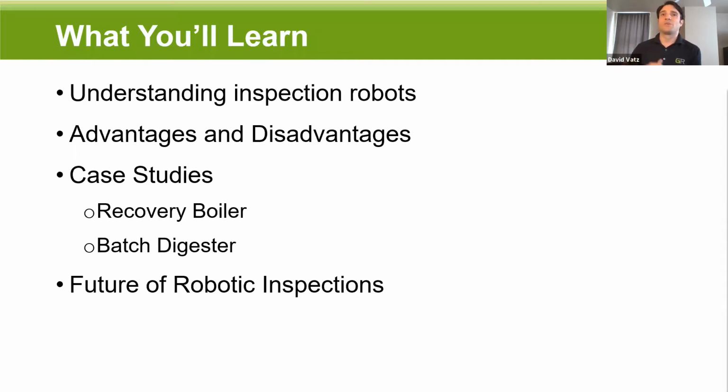So what I wanted to start with here is just a little bit of discussion about what we hope everyone will learn today on the webinar. We'll start with going over the different types of inspection robots that are out there. These might be some things you're familiar with, might be some new things. We'll talk a little bit about the advantages and disadvantages of robotic inspections versus manual inspections. We'll go through a couple of different case studies of work that Gecko Robotics has done at paper mills, including recovery boilers and also batch digesters. And then we'll talk a little bit about what the future holds for robotic inspections and where the industry is going.